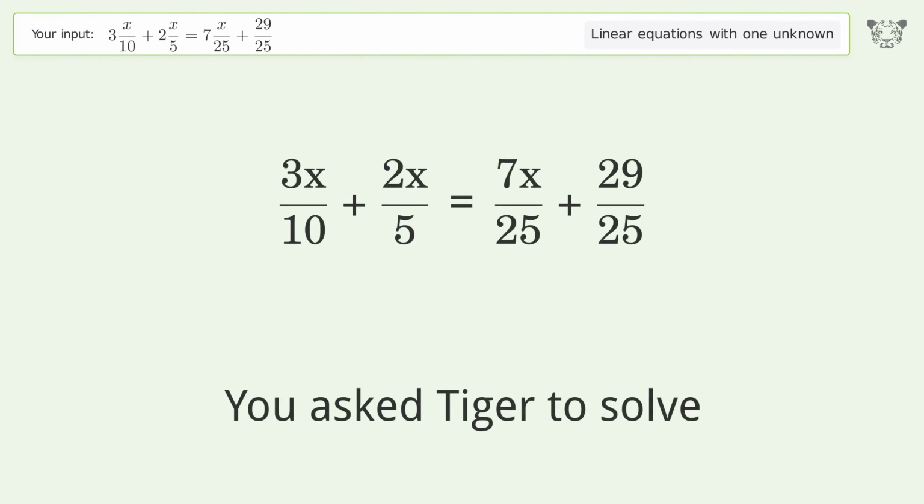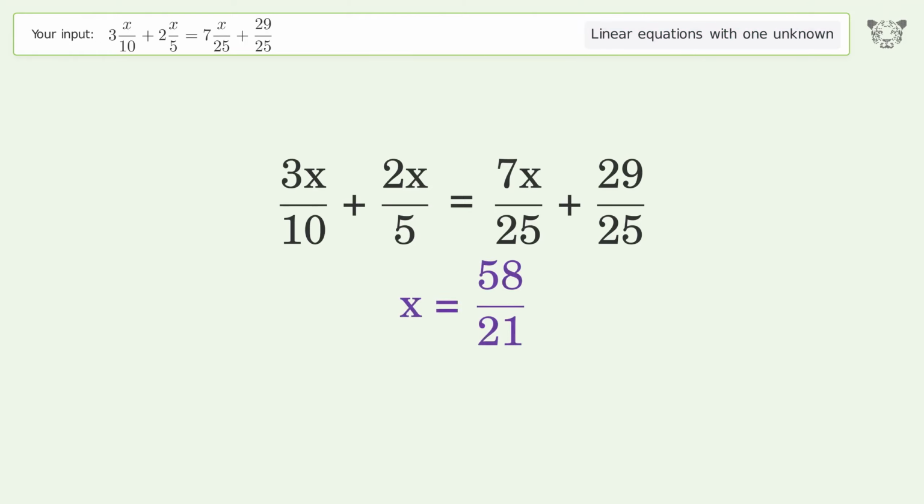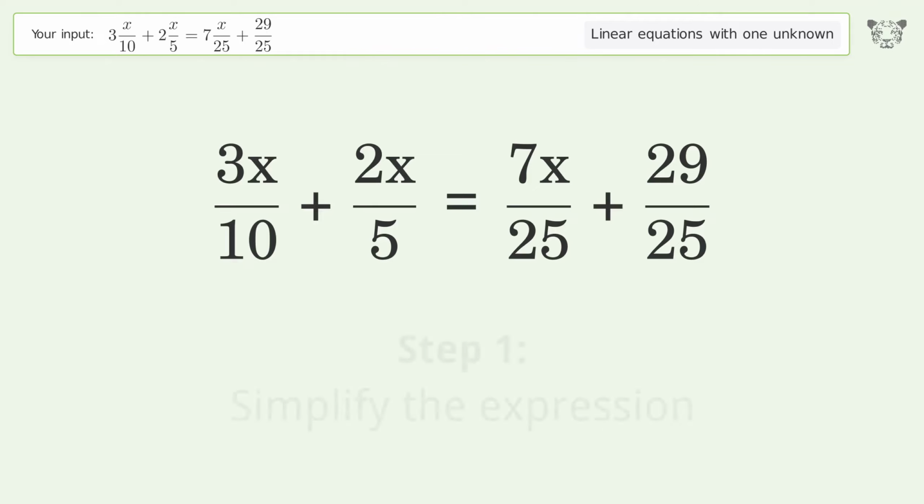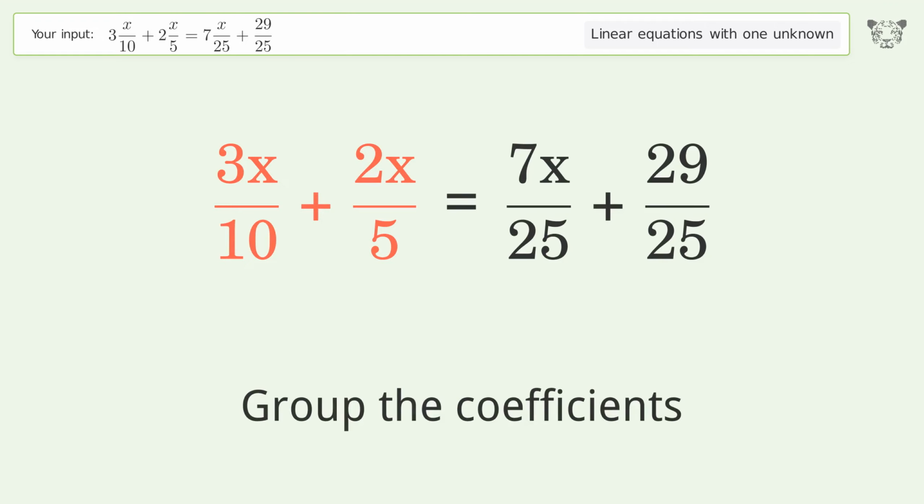You ask Tiger to solve. This deals with linear equations with one unknown. The final result is x equals 58/21. Let's solve it step by step. Simplify the expression. Group the coefficients.